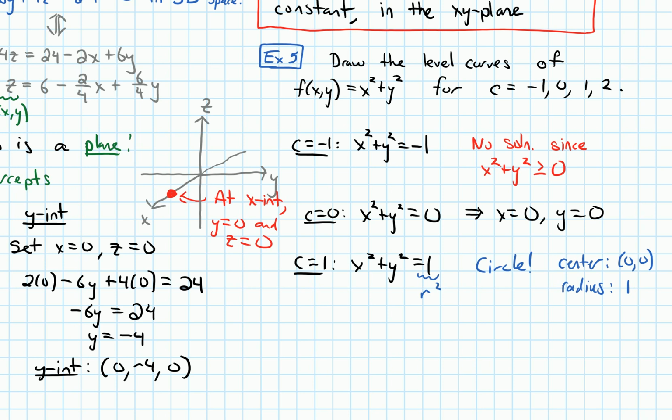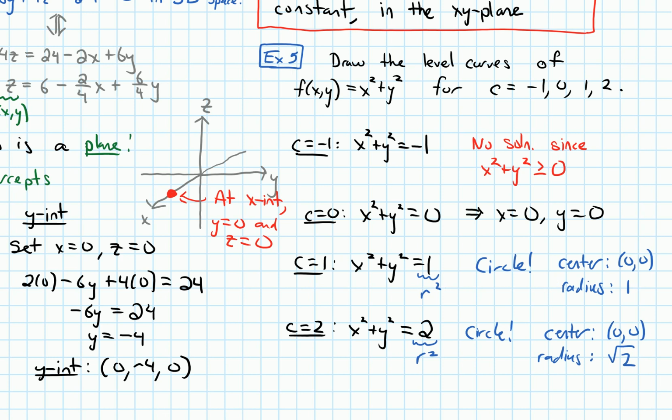All right, so now let's look at c equals 2. Let's set x squared plus y squared equal to 2. And this also is a circle. So we can write down its center and its radius. The center of this circle is going to be the same. It's at the origin, 0, 0. And the radius of the circle, remember that the 2 is r squared. So square rooting that would give us the radius. So the radius is going to be square root of 2. So it's a slightly larger circle than the previous one.